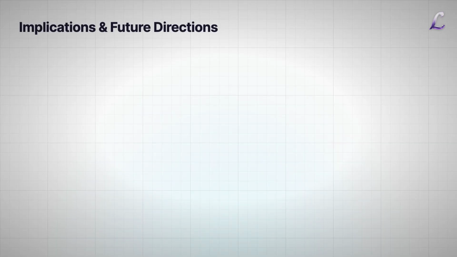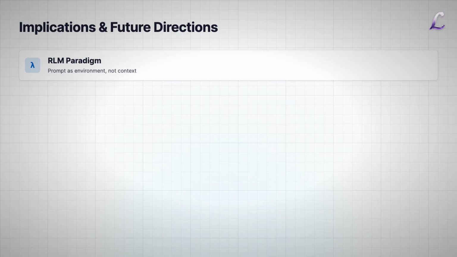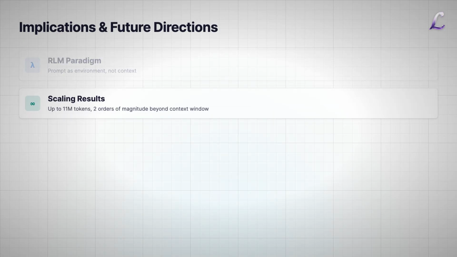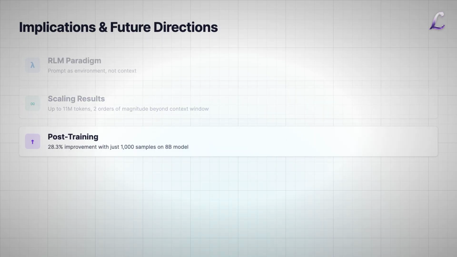This paper reframes the role of the large language model. It is no longer just a text processor. It is an orchestrator of computation. It doesn't need to attend to every token. It needs to write programs that attend to the right tokens.